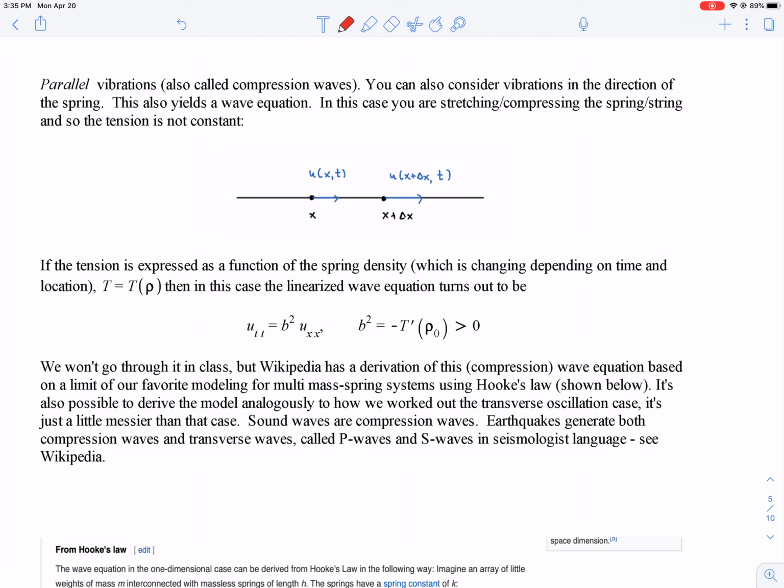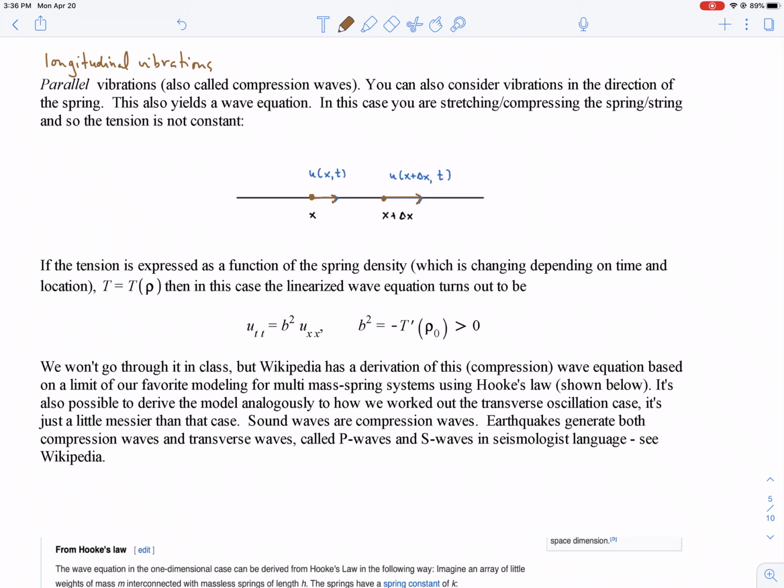So you can also model parallel or longitudinal vibrations. I drew a diagram that looks like our old mass spring diagrams here. If you're at x, then u of x,t will be how much that point has moved at time t, displaced from equilibrium, and u at x plus delta x,t will be how much that point, which was originally at x plus delta x, has moved.